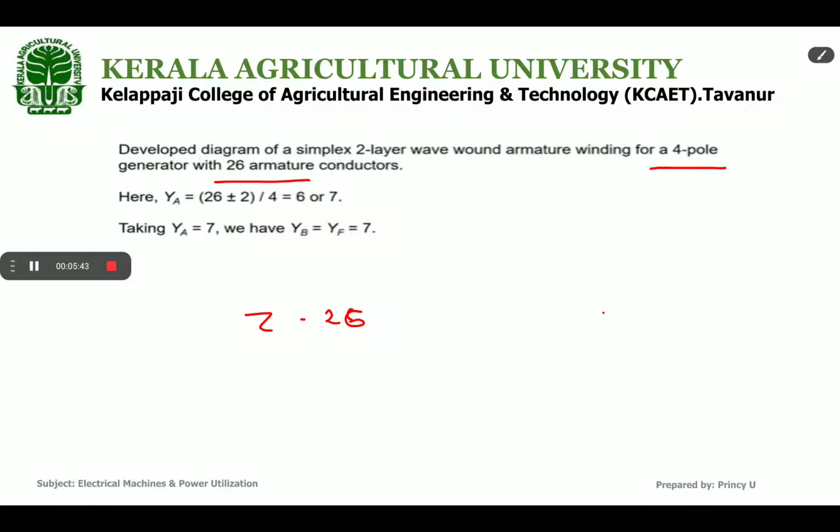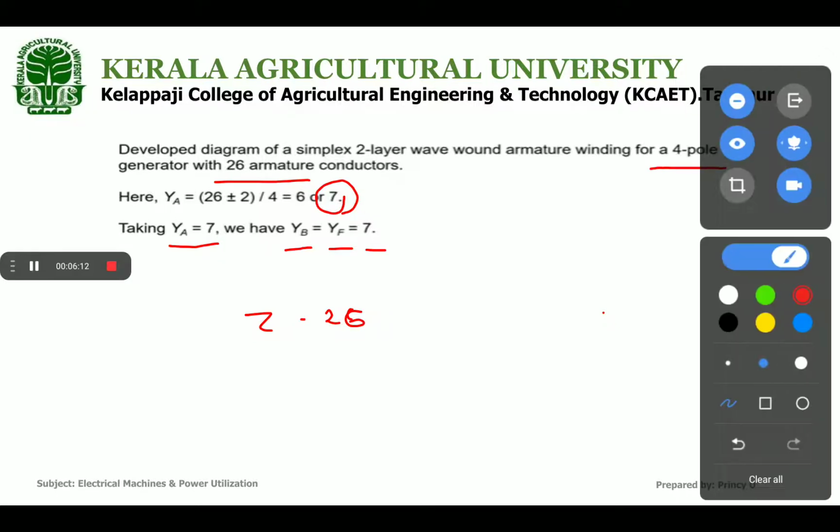But which of these will we take as the average pitch? Because YB and YF should be the average pitch. We know YA is equal to YB plus YF by 2. And also we have one rule, that it should be an odd number. So we select 7. YA should be 7, so then only YB and YF will be odd numbers.